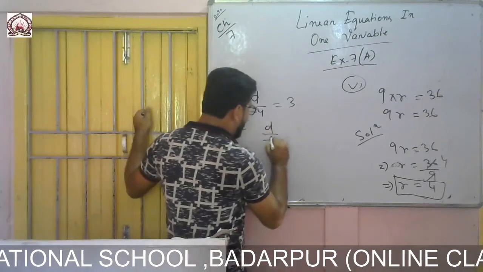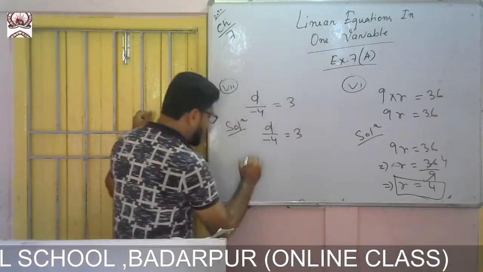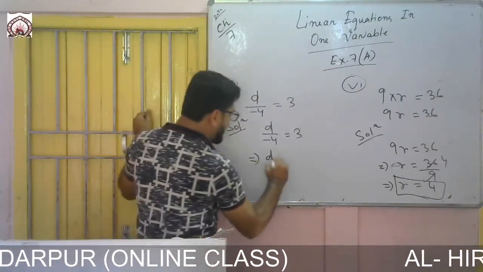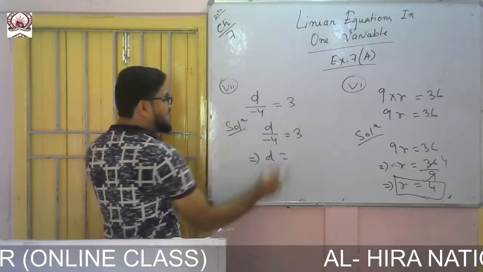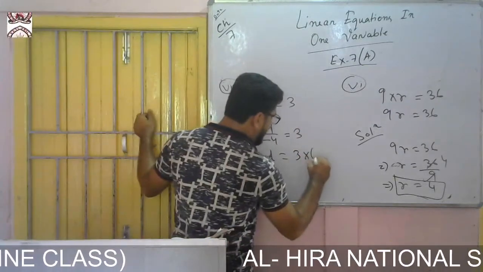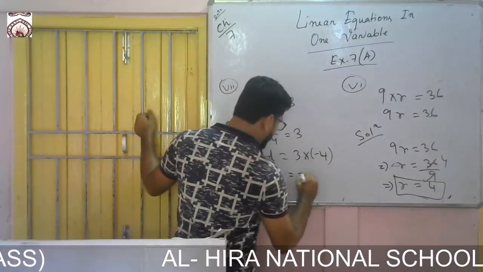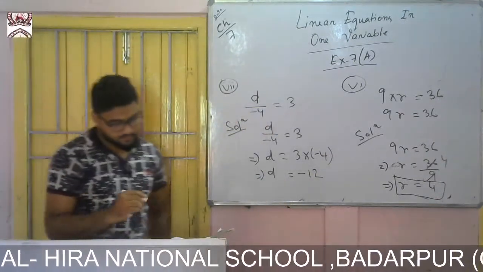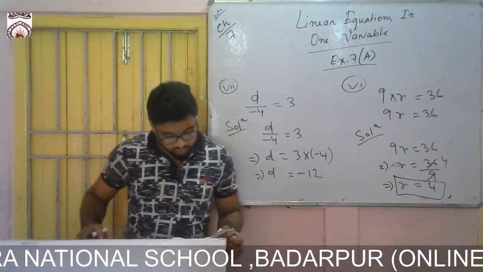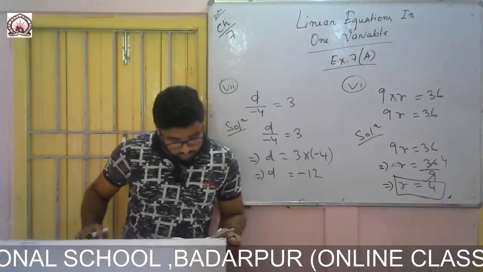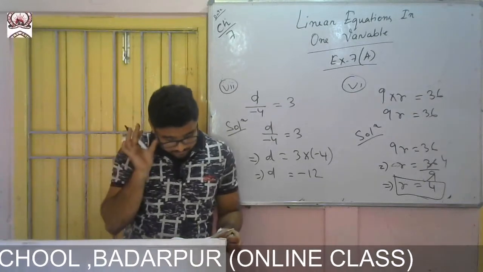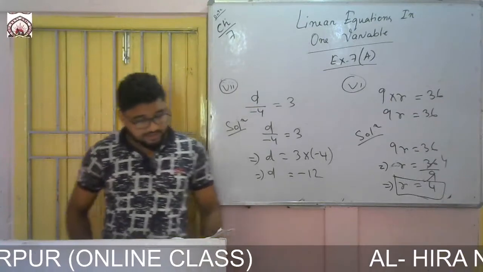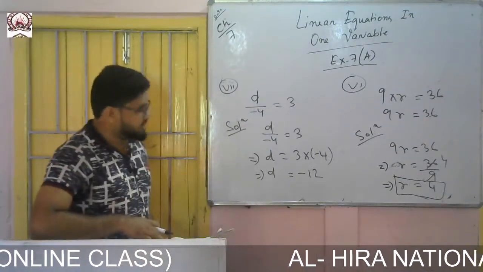So d by minus 4 equals 3. We need to find d, so we keep d, and the minus 4 will go on the right side by multiplication. 3 into minus 4 is minus 12. That is the answer. D is divided by minus 4, the result is 3, so d is minus 12.